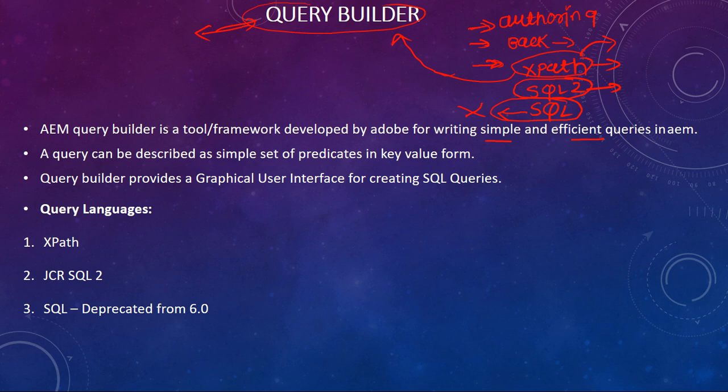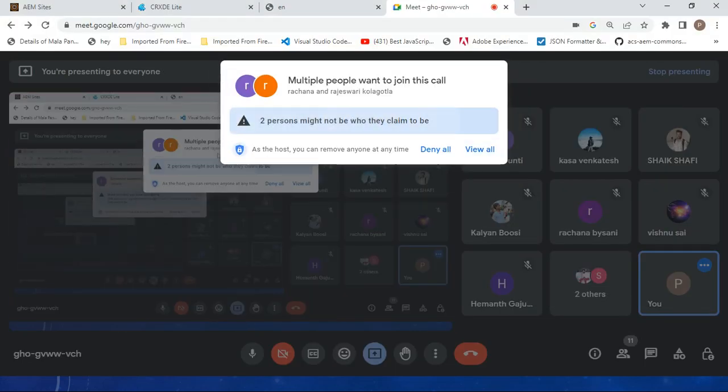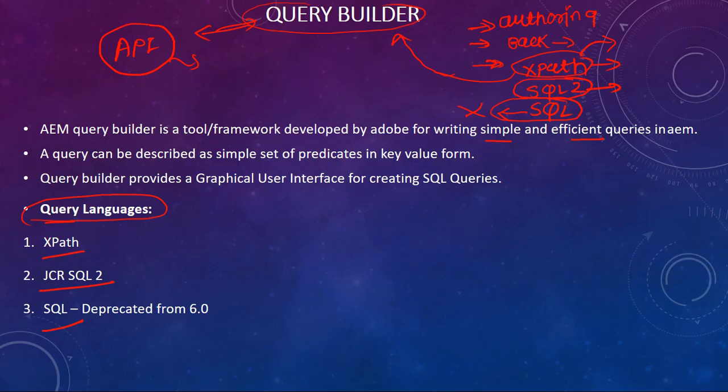Another thing, the query builder is not a query language. XPath, SQL2 and SQL are query languages, but the query builder is just a simple API. You can also say it's a framework, or a tool. So here is the definition: the query builder is a tool, framework or simple API developed by Adobe for writing simple and efficient queries.